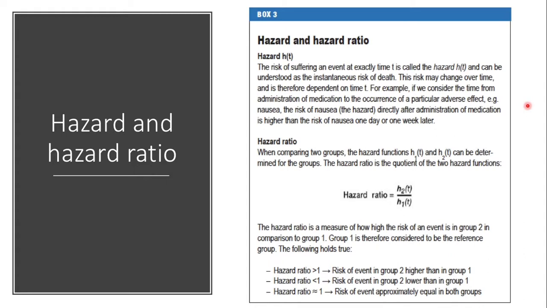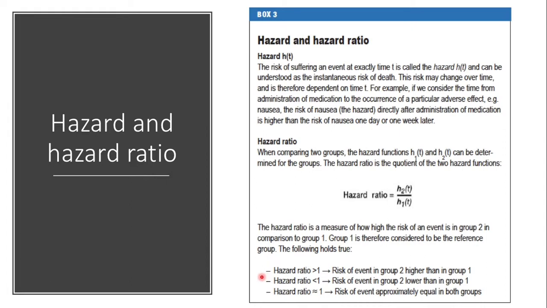So when you're comparing two groups, you have the hazard function in group 1 and a hazard function in group 2, and you essentially get the ratio of those two. You take the hazard rate in group 2 divided by group 1, as you can see here, and you can come up with a hazard ratio. So the hazard ratio is a measure of how high the risk of an event, in this case instantaneous death or instantaneous risk of whatever event you're looking at, is in comparison to group 1. So group 1 is always considered the reference group.